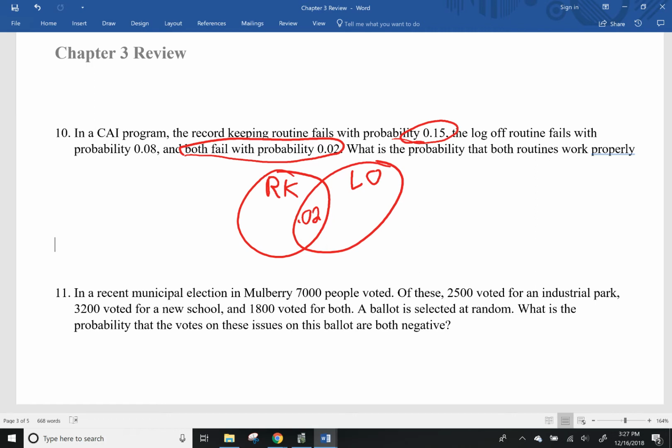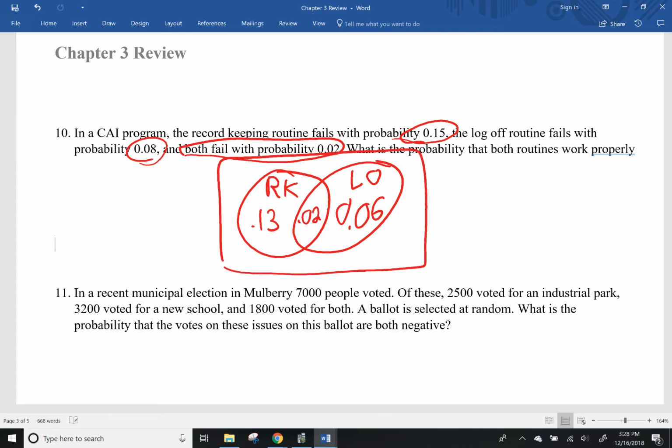So take the difference between 0.15 and 0.02, that'll be 0.13. So that gives us the whole record keeping circle. And the log off routine fails at 0.08, but we already know 0.02 of that is in the intersection. So take the difference, 0.08 minus 0.02, which is 0.06. Now that's all the probability of them failing, remember.